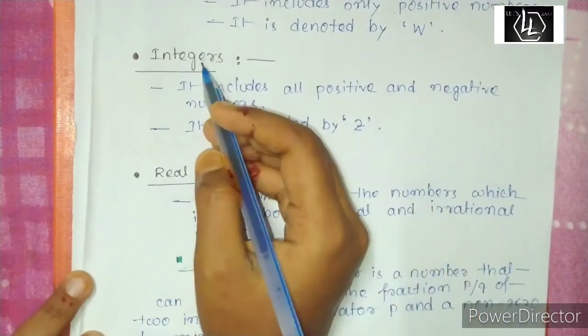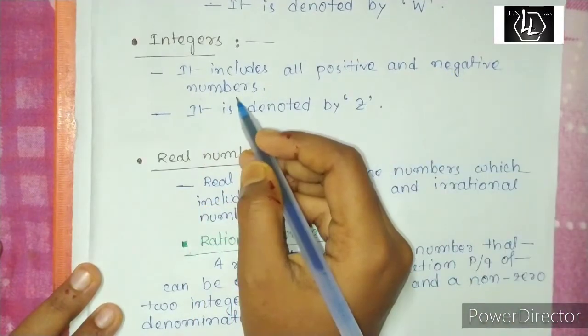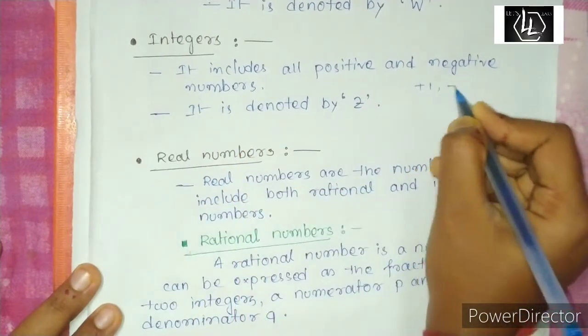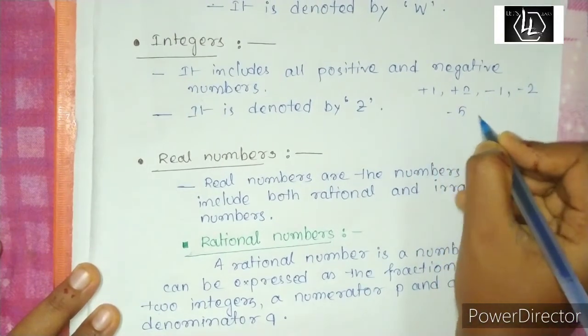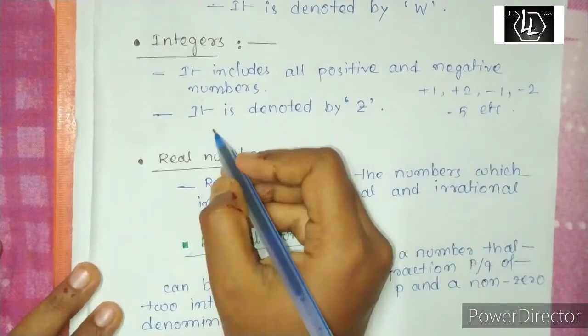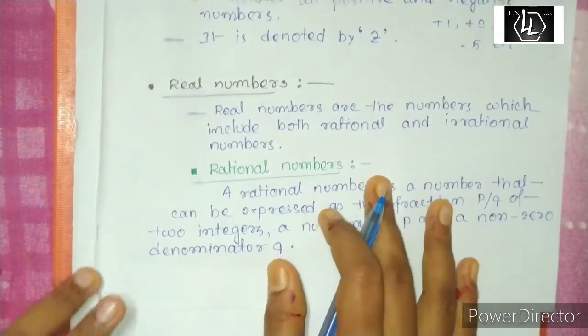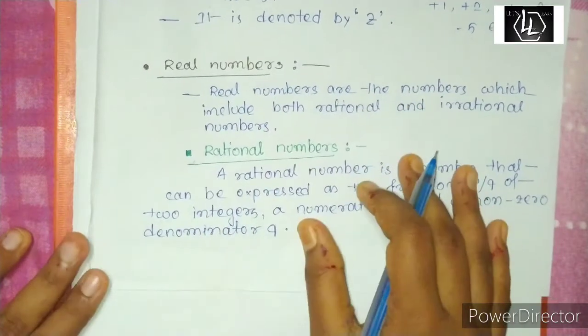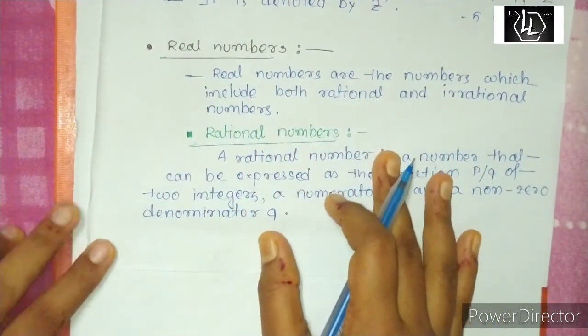So next is integers. It includes all positive and negative numbers like +1, +2, -1, -2, -5, etc. And it is denoted by capital Z. Then coming to real numbers. Now it is very important for this chapter.